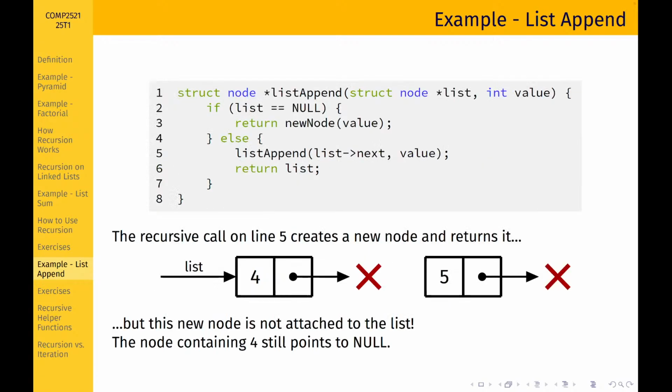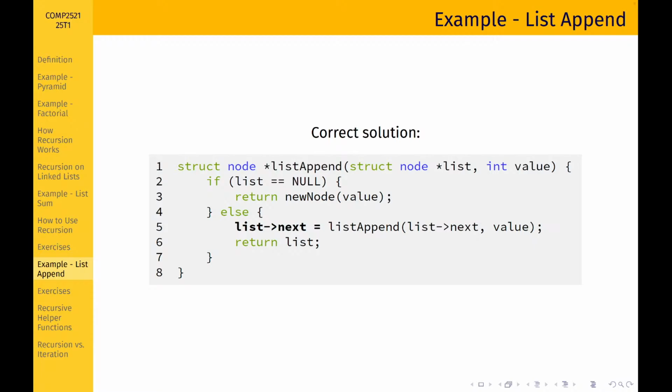So how can we fix this? Any ideas? Yep, exactly. So I kind of spoiled it a little bit, but this is what we would do. To make sure that the new node is properly connected to the rest of the list, we do list next equals list append list next value. This ensures that if we're near the end of our list and list append returns a new node, we connect that new node up to our current node. So that's how we fix that problem.